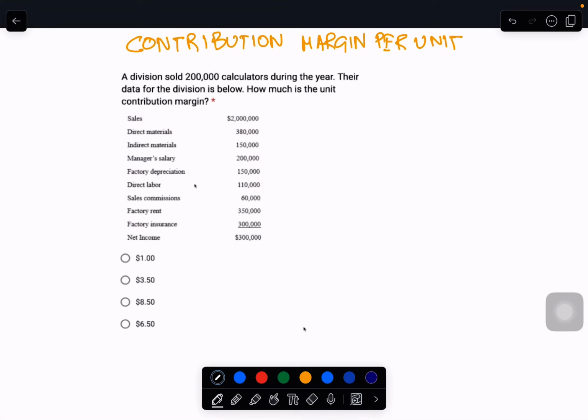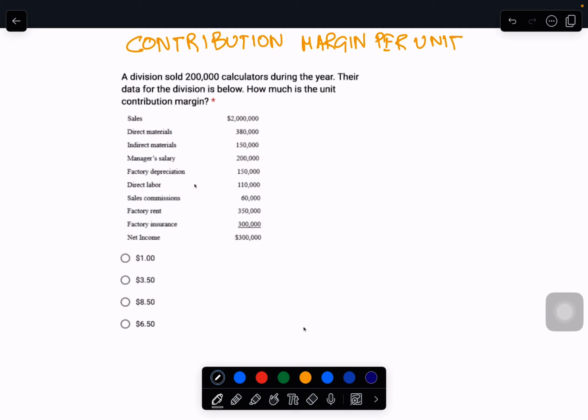Okay, so today we're looking at the question on contribution margin per unit, which is part of the managerial accounting syllabus for WGU and other universities. So I'll read the question first.